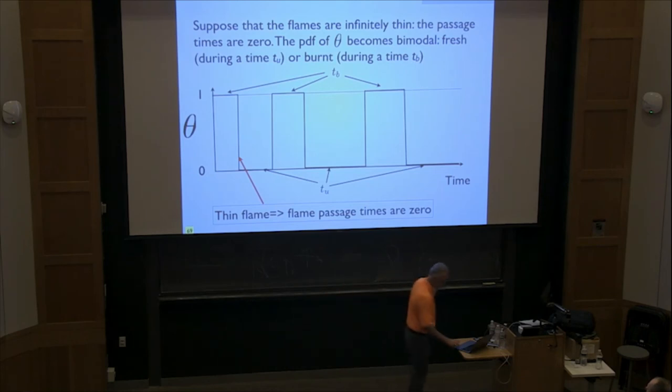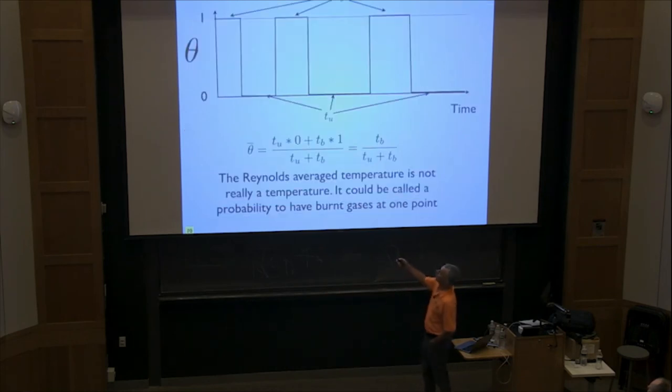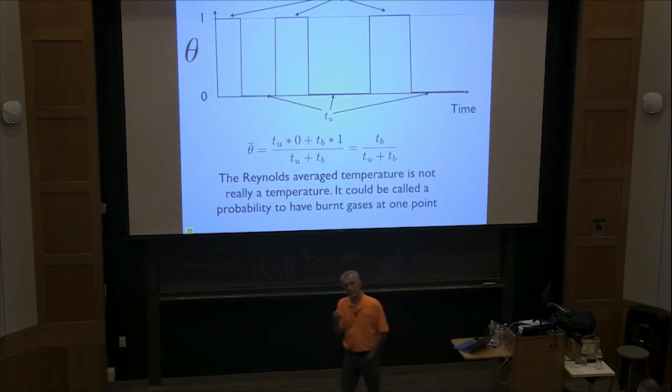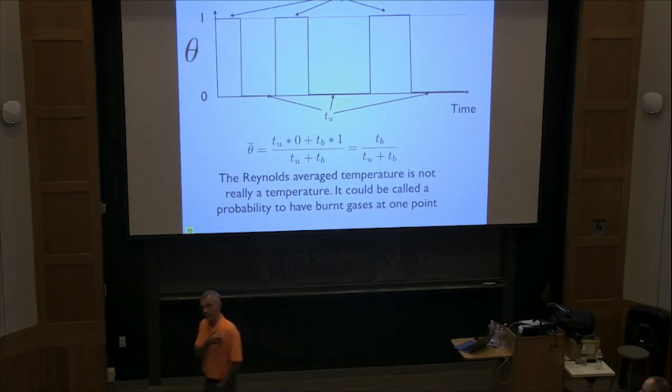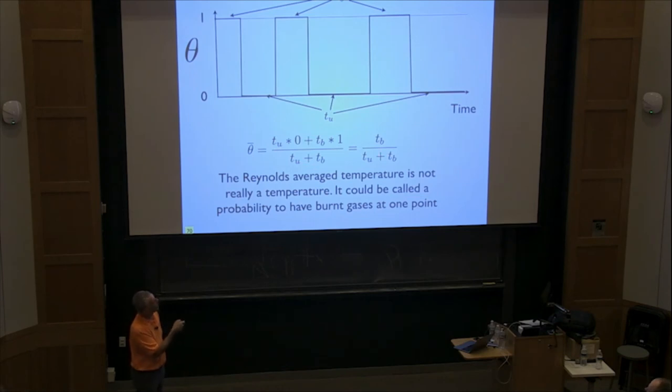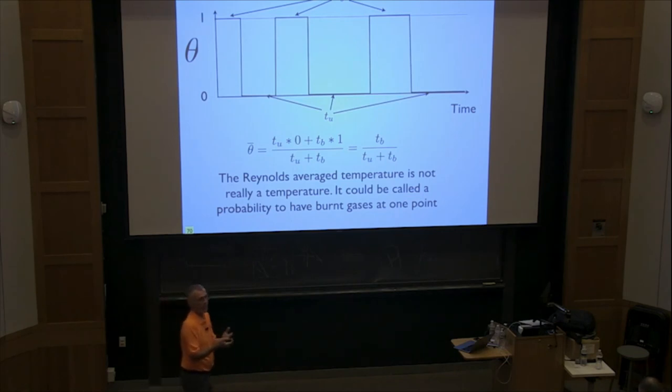So the first thing you do is say, for example, what is the average temperature? The temperature can be 1, and I will call TB the time where temperature is equal to 1, and TU the time where temperature is 0. So the average temperature is TU multiplied by 0 plus TB multiplied by 1, divided by TU plus TB. So it is TB over TU plus TB. If you accept the idea of flamelets in a premix flame, the average temperature is not really a temperature. It's the probability that you have burnt gases where you are sitting. TB over the total time is the probability of being in the burnt gases.